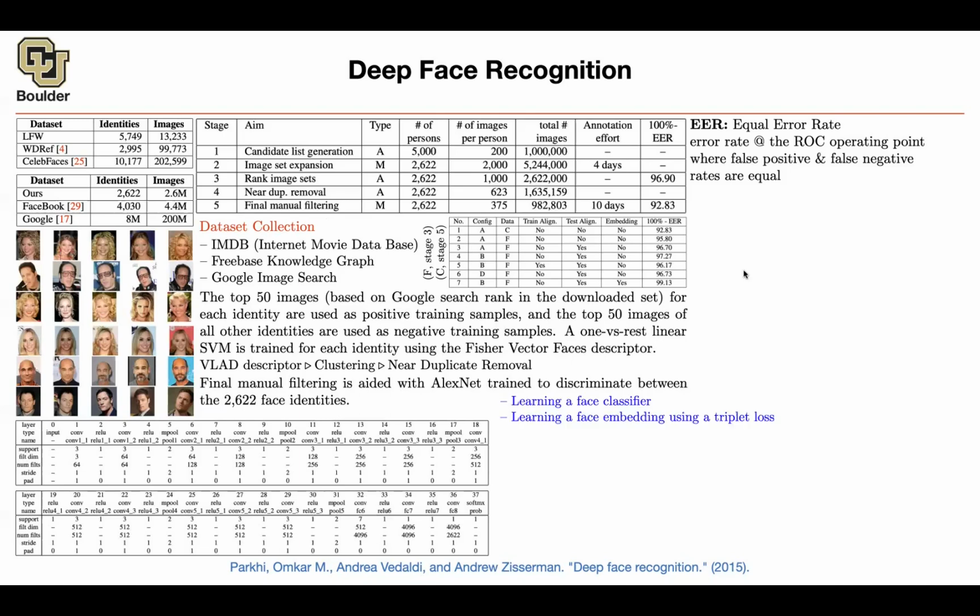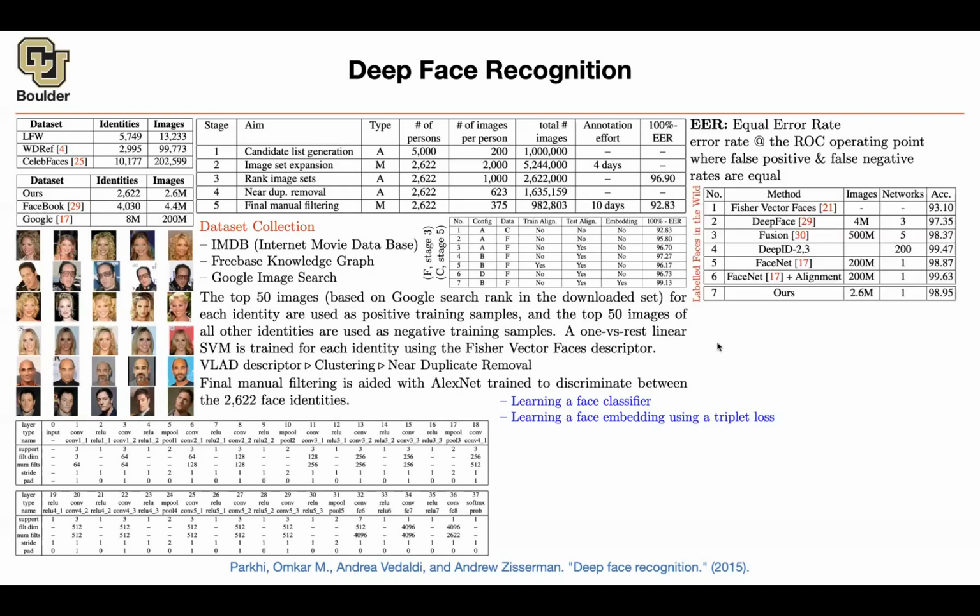Okay, so far so good. What are you going to do? You're going to learn a face classifier. You're going to learn a face embedding using a triplet loss. The face classifier is what we did for the first slide of today. Face embedding, and learning face embeddings, is what we used on the previous slide when we were doing FaceNet and triplet loss.